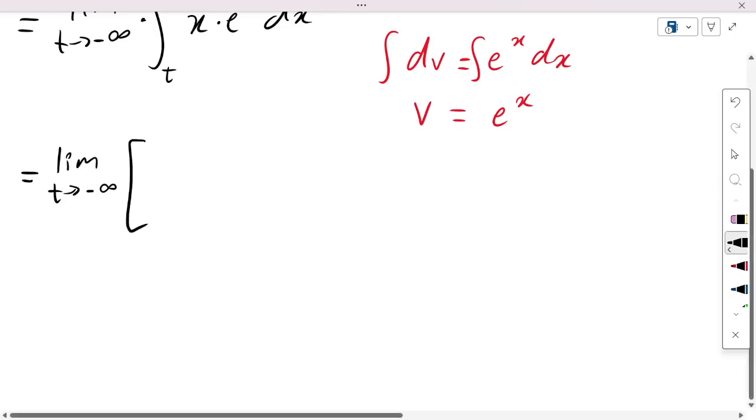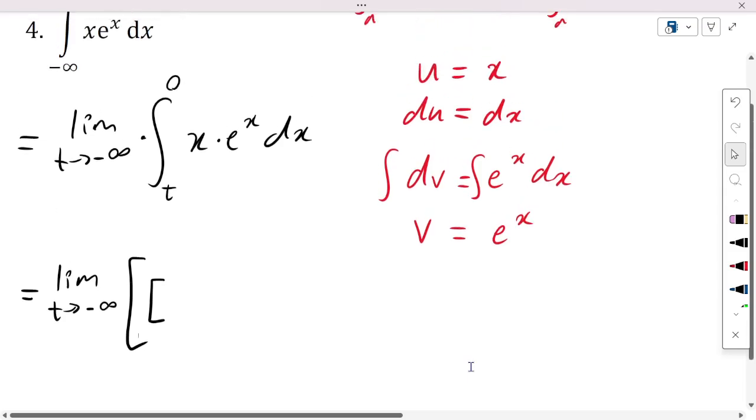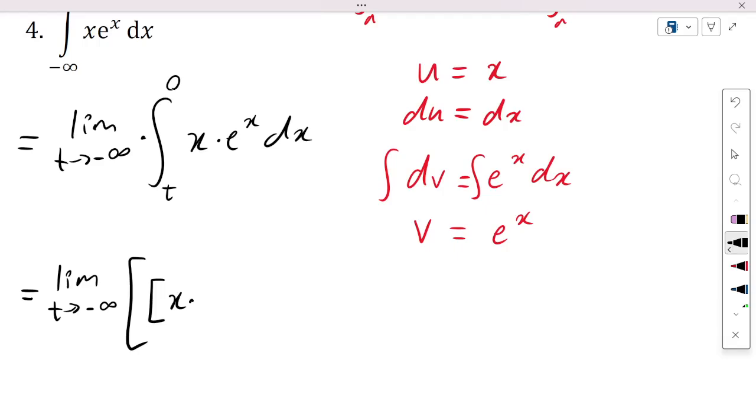Now we're going to have u times v evaluated. What is u equal to? u is equal to x, and v is equal to e to the x, right? And this is evaluated from t to 0. Minus, it's going to be the integral from t to 0.